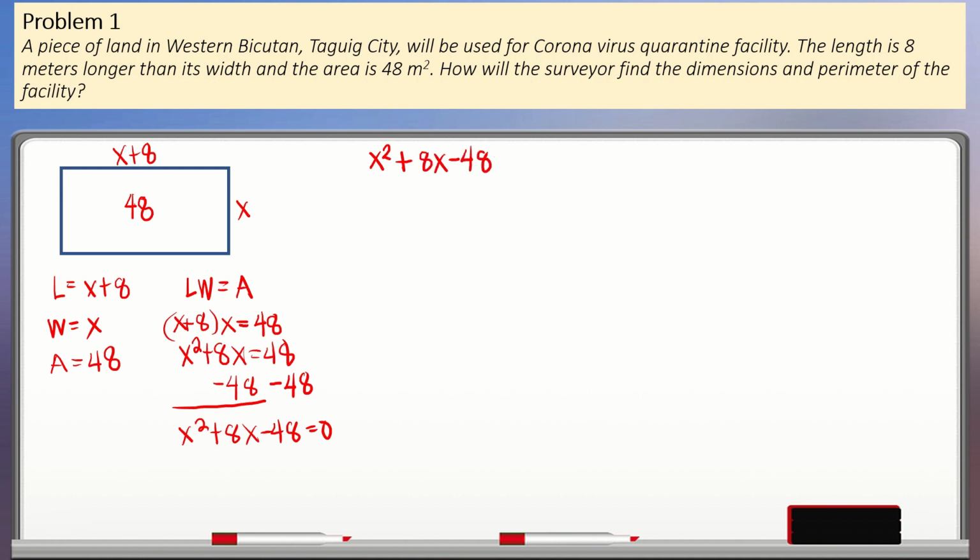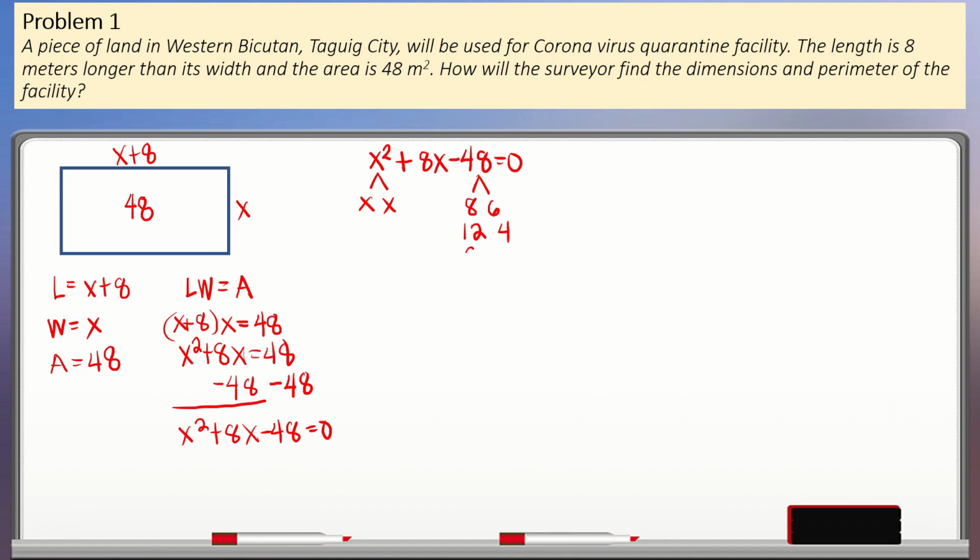So you can use factoring, completing the square, or quadratic formula in this example. So, for the meantime, I will use factoring. First, we factor the first term, and the factor of x squared is x times x. And we list all the factors of 48. Let's say we have 8 times 6. Also, we have 12 times 4.